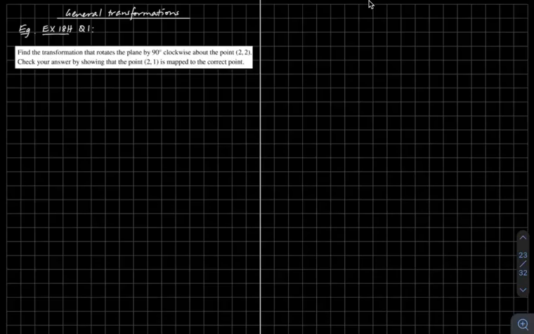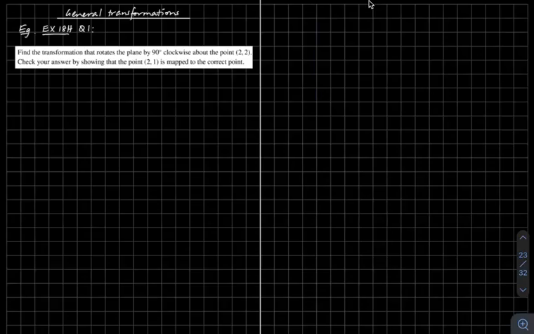So to do this, let's grab an example, and I've just gone with the first question from exercise 18H in the textbook, and here's what it says. It says, find the transformation that rotates the plane by 90 degrees clockwise about the point (2, 2). Check your answer by showing that the point (2, 1) is mapped to the correct point. Okay, so we're talking about rotating the plane by 90 degrees clockwise, and we're familiar with how to do that as long as it's rotation about the origin. So we've got a matrix which will rotate the plane clockwise or anti-clockwise about the origin, but this is saying about the point (2, 2).